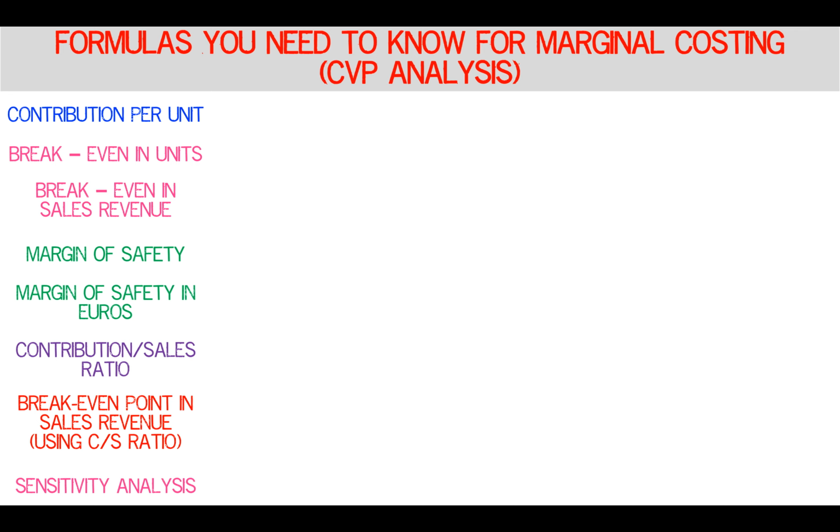Now, before we start, it's important to check that we all know what our formulas were that we learned in the last video. So I would suggest that you take out a piece of paper and a pen, and without looking back, if you made notes on the formulas from the last video, don't look back at them and just see, can you write out the formulas again? For the contribution per unit, for the break-even in units, the break-even in sales revenue, for the margin of safety in euros, the contribution sales ratio, break-even point in sales revenue using the contribution sales ratio, and then finally sensitivity analysis.